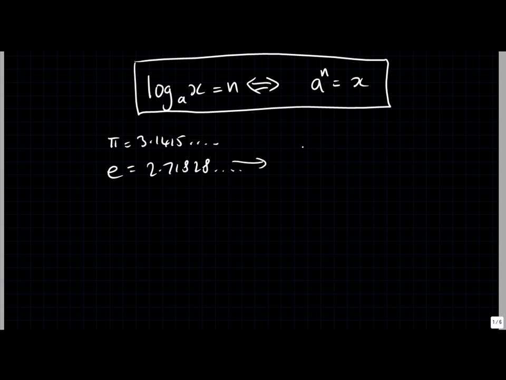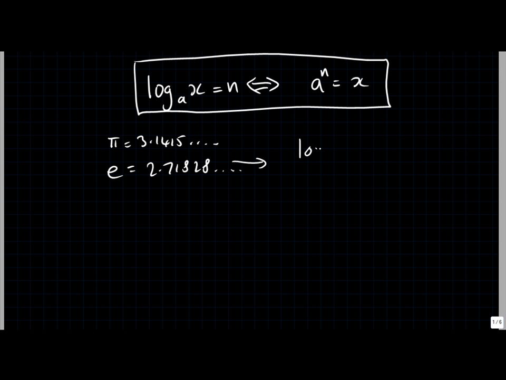And log to base e of x is written as ln x. You find that your calculator has got two buttons on it. There'll be a log button, which when you write log x, there's an invisible 10, so it means log to base 10 of x. If you don't specify a base, it's base 10. Otherwise, you're going to have ln x on the calculator, which is log to base e of x.